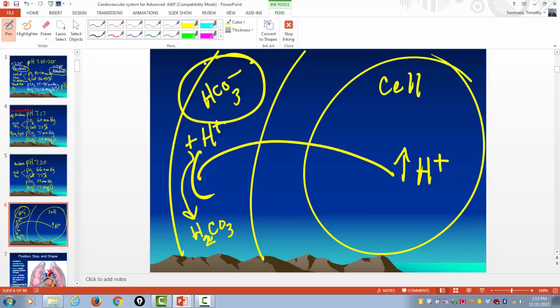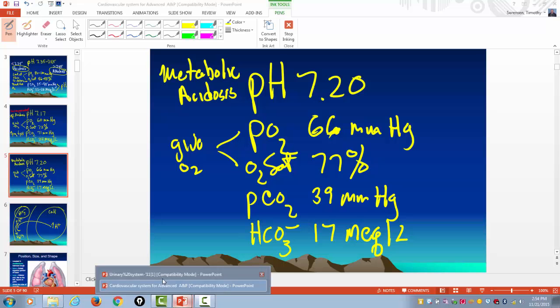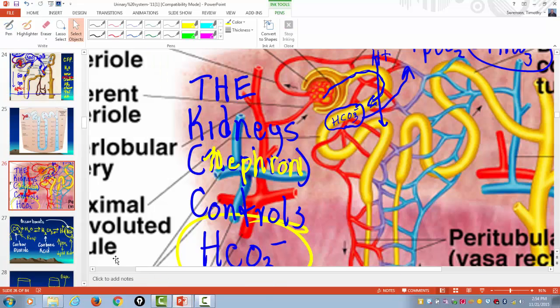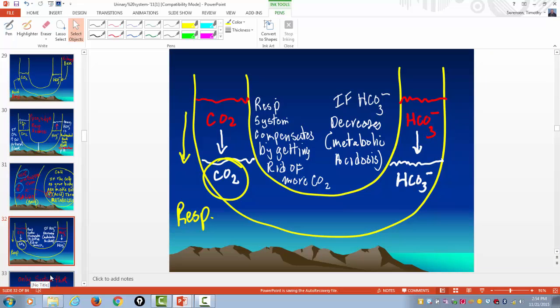So when the bicarbonate decreases, it decreases because some metabolic process is producing too many hydrogen ions. So this 7.20 pH is a metabolic acidosis. Now, what's the only system that can compensate for a metabolic pH disturbance? That's our buddy, the respiratory system. And how would the respiratory system compensate?